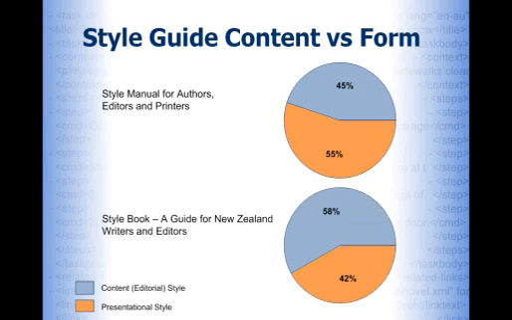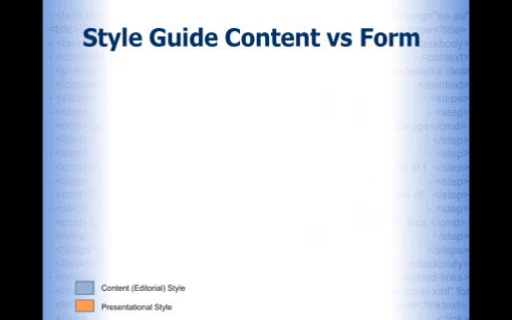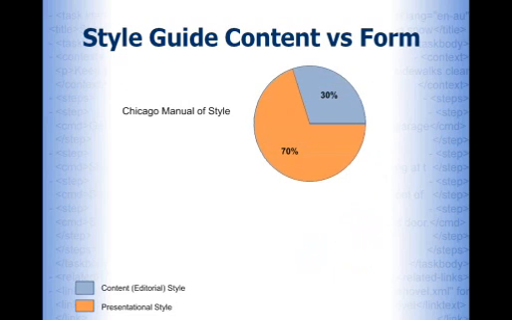I found a New Zealand style book, style guide for New Zealand writers and editors, and a little bit better, I suppose. There's only 42% on presentational style, but still a substantial proportion is covering presentational style. In Chicago, it's about 70% of Chicago covers presentational style, so only 30% is actually about the writing part of it. And again, I'm not saying that that's useless, or 30% is hopeless. 30% is a big volume of content, so that's good. But again, some of that information, even though it does concern writing, is not of relevance to DITA writing.